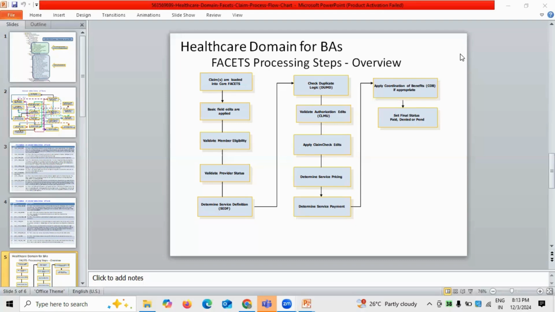So major companies nowadays are using Facets because they have been using old traditional legacy systems for a very long time. Nowadays, a lot of changes have happened. For example, recently, in 2020, we were affected by COVID across the world and suffered a lot.